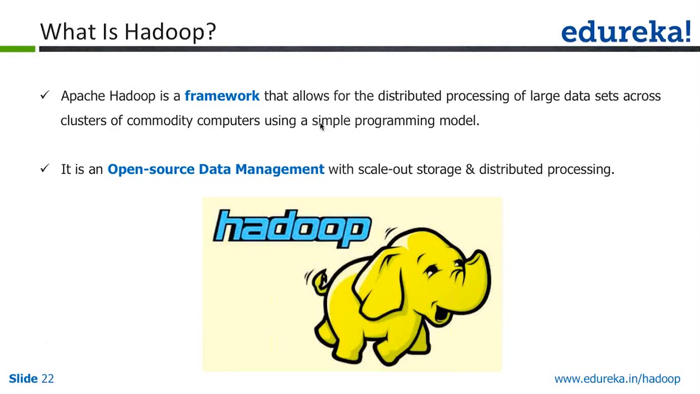So in Hadoop, you can scale up to any number of nodes in a cluster. Hadoop gives you the power to distribute your data across a cluster of commodity computers, and these could be as big as 10,000 nodes, where your data is stored and it can be retrieved in parallel. A lot of parallel, distributed processing can be done using a programming model called MapReduce. And we will be going into details of each of these things as we go ahead. And it is an open source data management with scale out storage and distributed processing. So it's an open source data management tool.